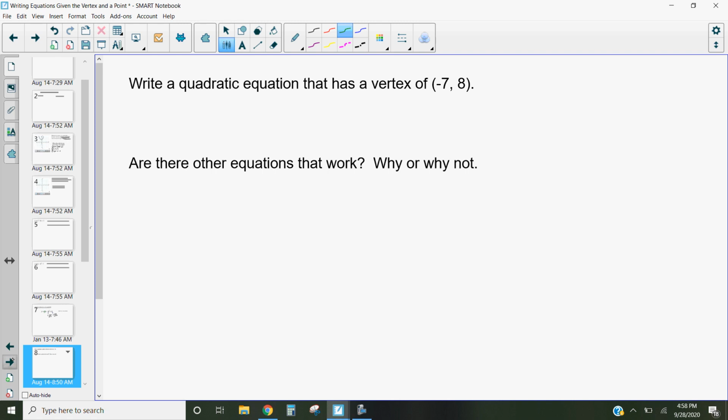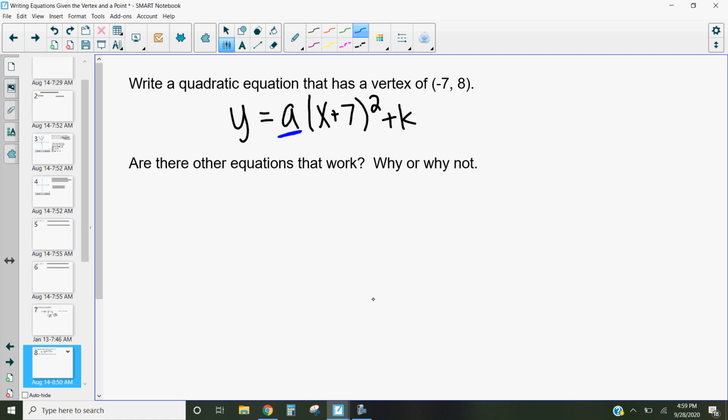Now, why does it matter that we have that other point? Well, let's talk about it briefly. Remember, that vertex form looks like this: a times x minus h squared plus k. So if I have a vertex of -7, 8, what that means is I actually have this -7, which we typically write as a +7, and a +8 here. So this is what we have. Now, there are lots of equations that would work, and the reason why is because we haven't limited this a. This a tells us which way it opens, how wide or thin it is, that vertical shrink or stretch concept. And so we need that other point to help us determine what our a value is.